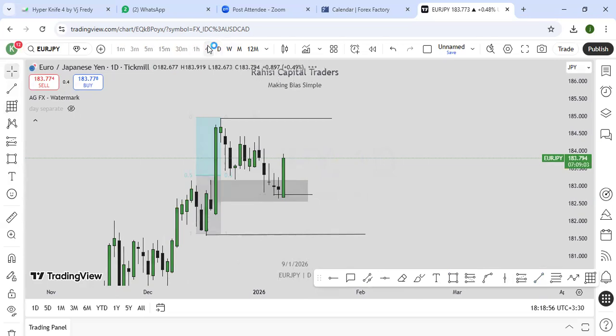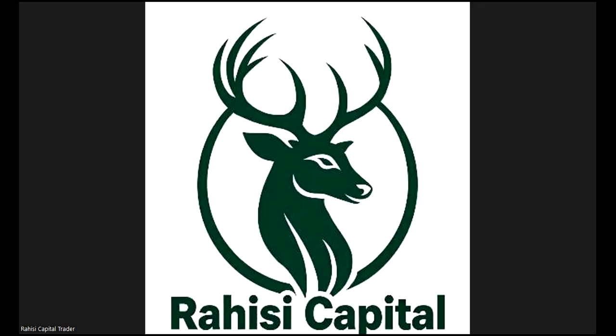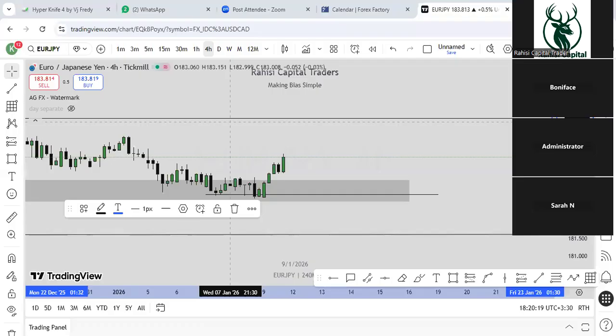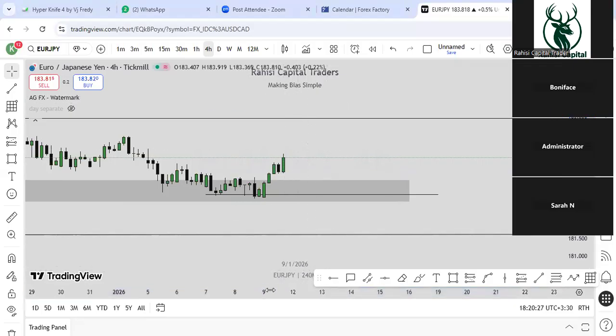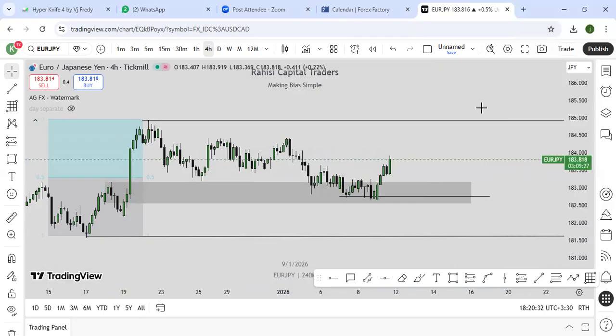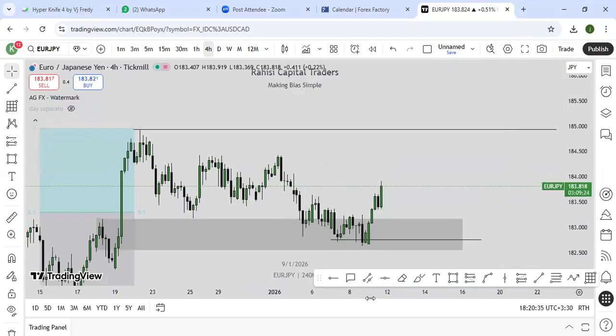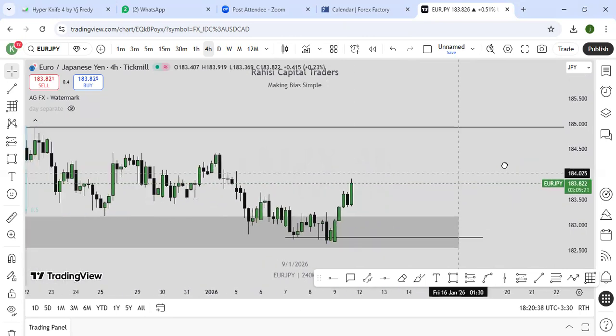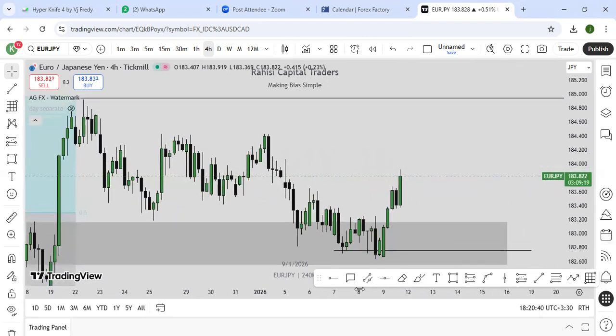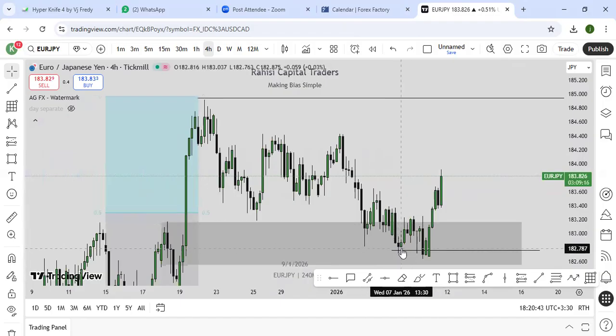So I come to H4. So I was showing you this pair of Euro JPY. When you look at it like this, when you come here, are you seeing the sweep of liquidity? I think this sweep is where price is now moving from.